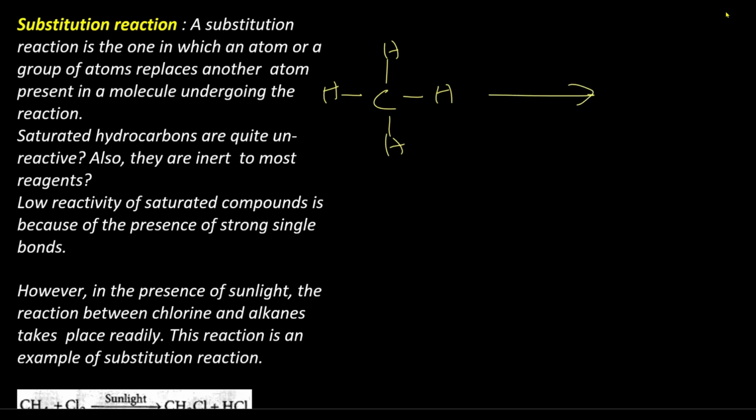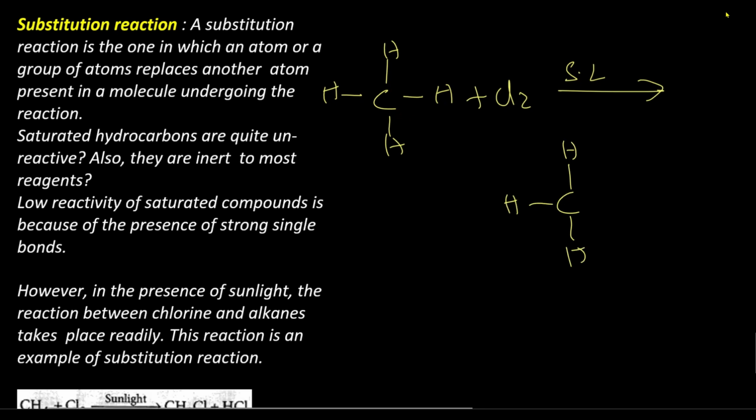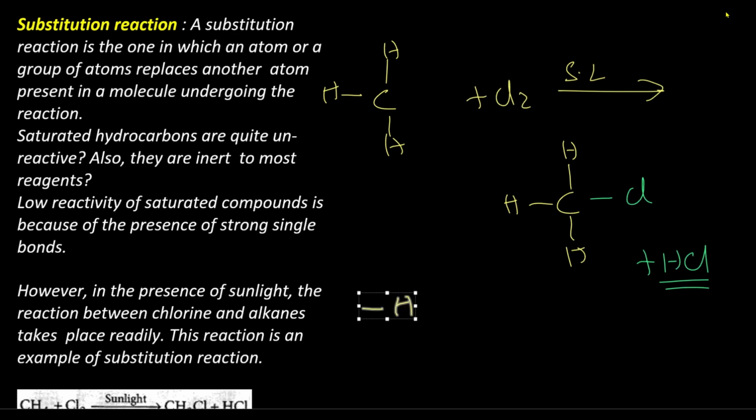However, in the presence of sunlight, it can react with halogens. Chlorine is an example here. So it can react with chlorine readily. And what will be the result? You can figure out from the reaction that three of the hydrogens remain intact, but one hydrogen is replaced by chlorine. Another chlorine atom with this replaced hydrogen will form HCl. This is the product so formed. So you can see that this hydrogen is replaced by chlorine, and that's why we say it's a substitution reaction.